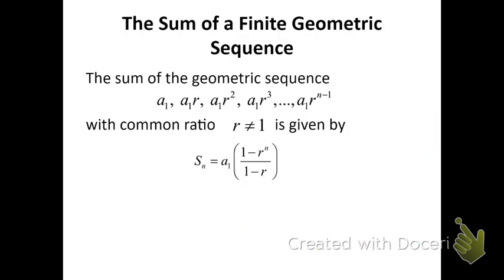Okay, so here's how you find the sum of a finite geometric sequence. You actually can find the sum of an infinite geometric sequence under certain conditions. But the formula is right there. You just have to know how to use it, and you just plug in the first term for a sub 1, the ratio for r, and then n for the number of terms in your finite sequence.